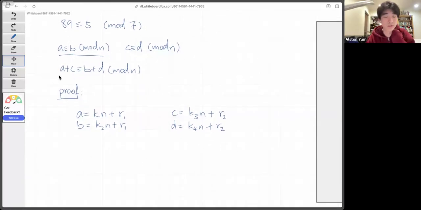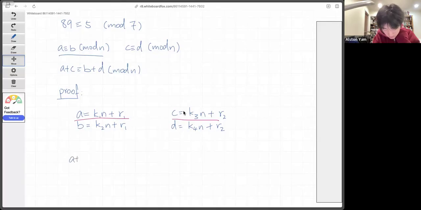So what do we want to prove? We want to prove that A plus C, when we divide it by n, will leave the same remainder as B plus D. So let's do that. Well, we know that we have our representation of A and C, right? So let's just compute what A plus C is.